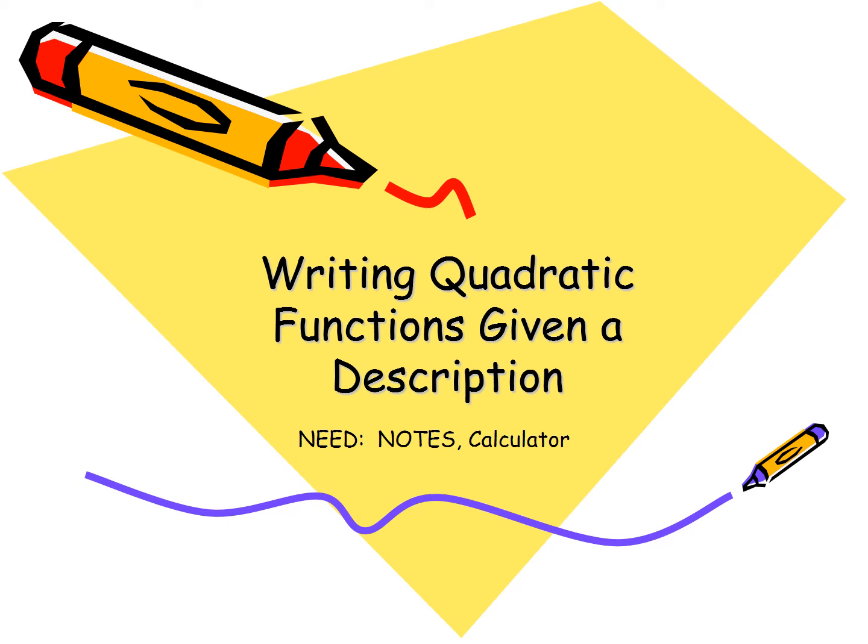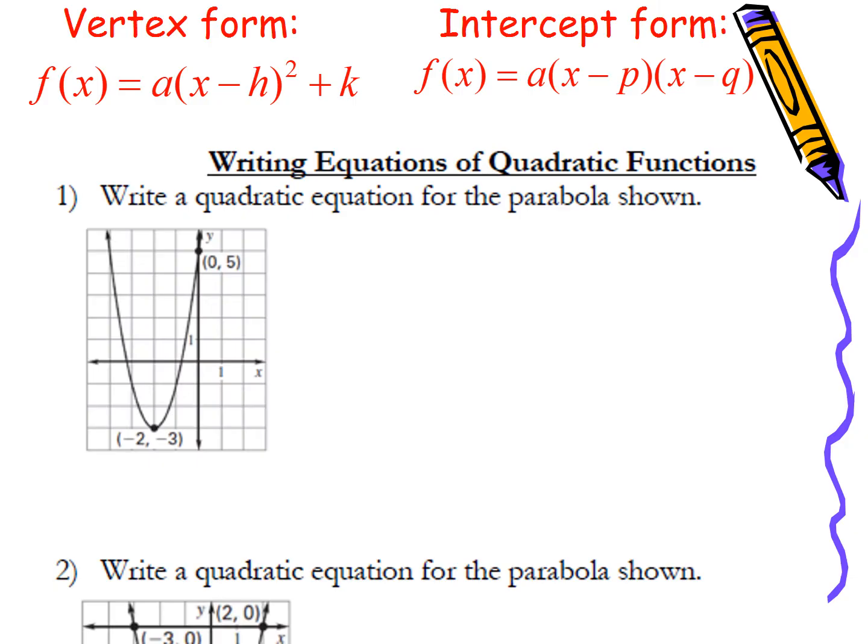Hello, Algebra Tours. Today we're going to be talking about writing quadratic functions or quadratic equations given a description or given a graph. So what you're going to need is your notes, a pen or pencil, your notebook, and maybe a calculator if you want it. You should have a half sheet as a foldable, and it should be labeled writing equations of quadratic functions.